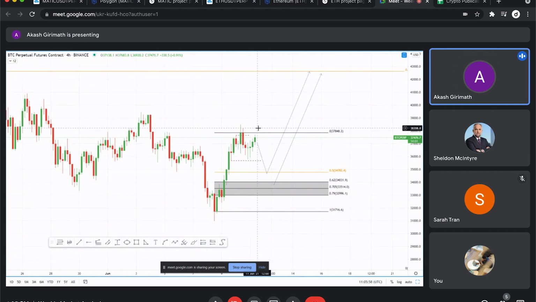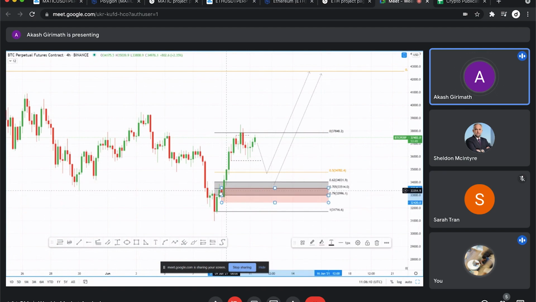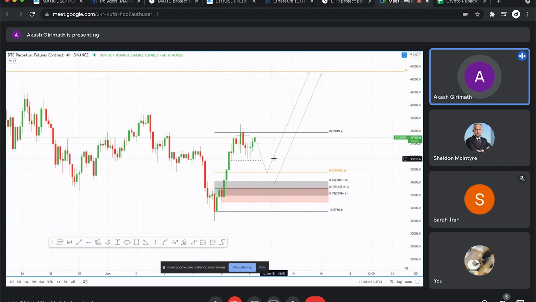But I'm personally still looking at it coming down to the 50 retracement level, or in a very bearish scenario coming down to this level. And also, if you look at it, there's a supply zone here. So yeah, I'm still leaning a little bearish on the extremely short term time frame.